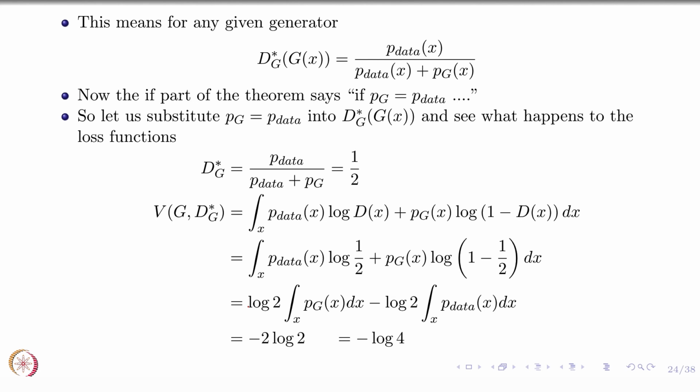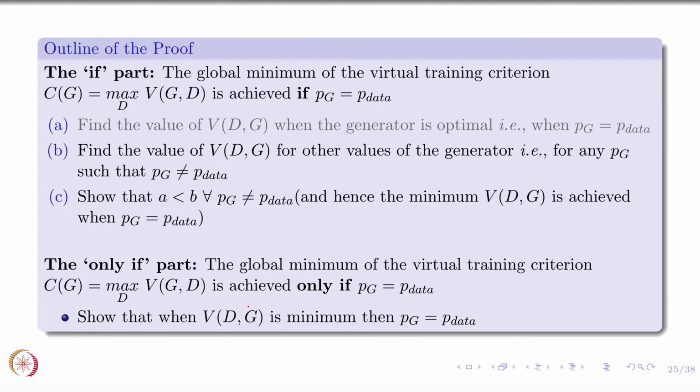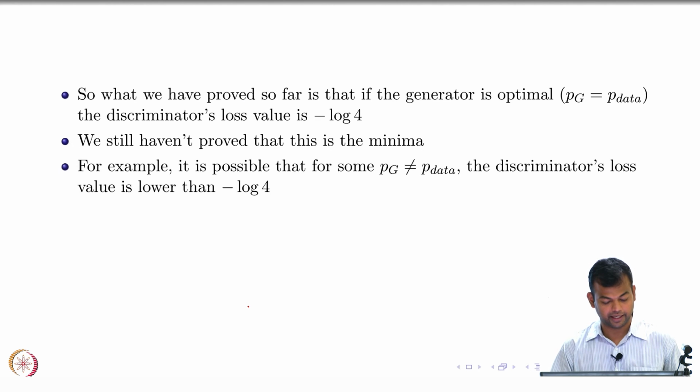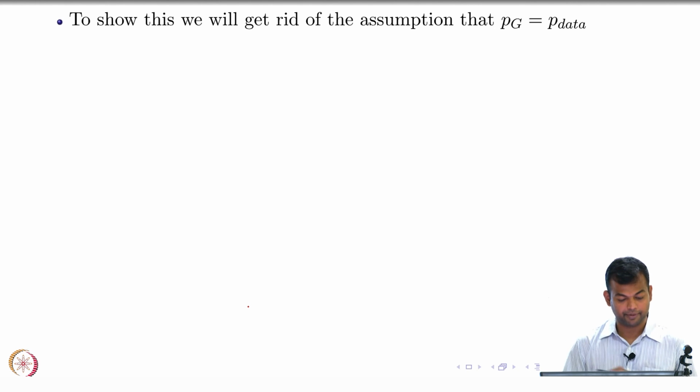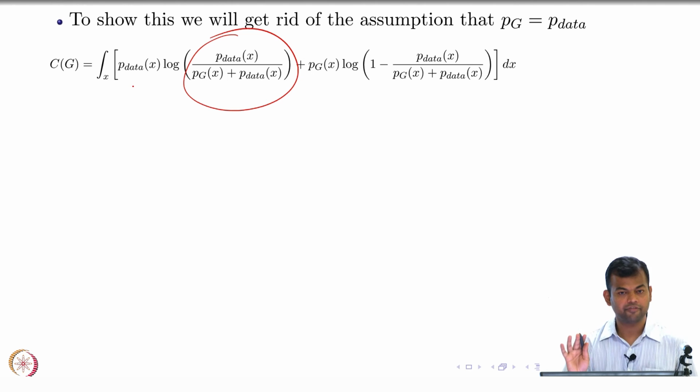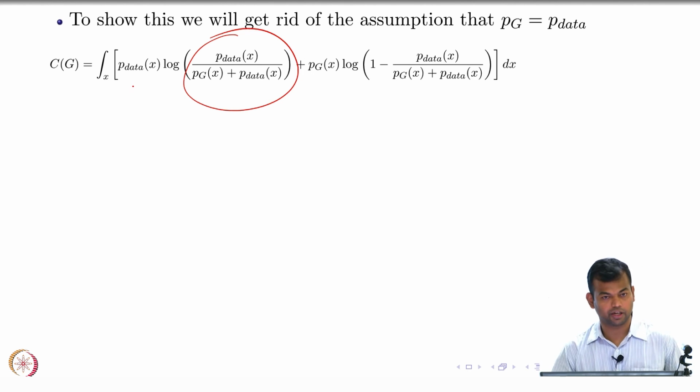Is that fine? Now what do I need to do? When PG is not equal to P data, what happens? So that's why we'll go to the second part. We have done the first part. Now we'll look at the second part. So we'll throw away this assumption that PG is equal to P data, and look at PG not equal to P data. Let's see what happens in that case. I am not going to substitute half here, because half is only when PG is equal to P data. So I'm going to work with PG not equal to P data.